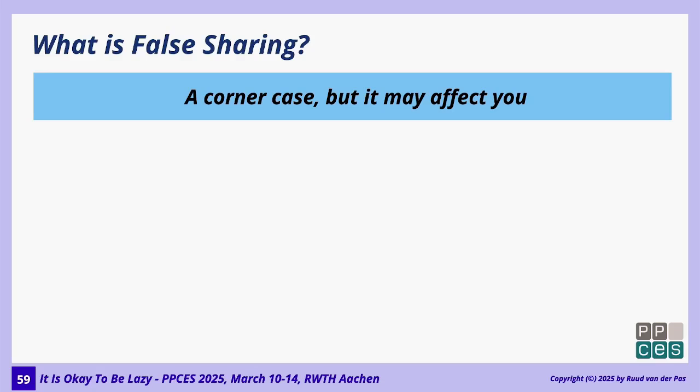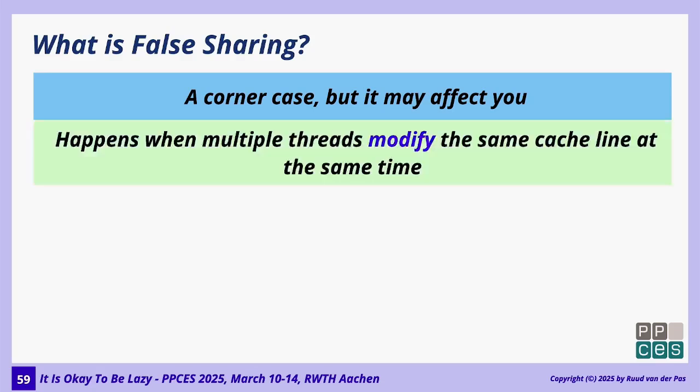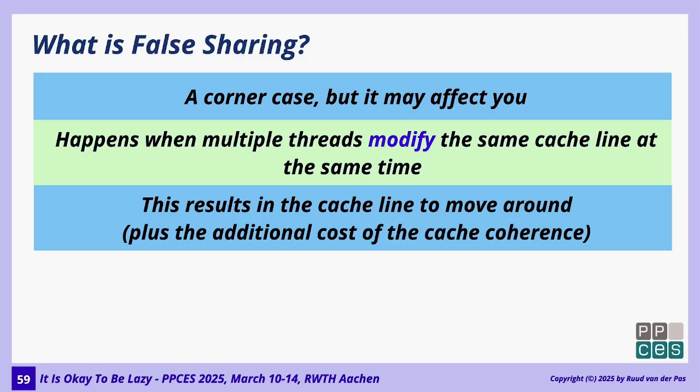Now, false sharing, what is it? Again, a corner case, but it may affect you. When do the bad things happen? Well, you've got to have multiple threads, and they modify the same cache line at the same time. They're all contending for maybe one or two cache lines, so a very small portion of memory at the same time. This is when the cache coherence actually starts to hurt in a way. Because what will happen, that cache line will start traveling through your system. So each thread that needs it will have to get its copy into its cache before it can modify it.